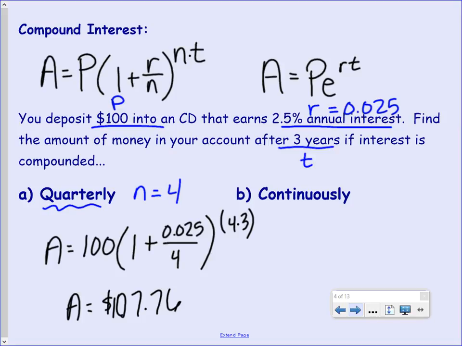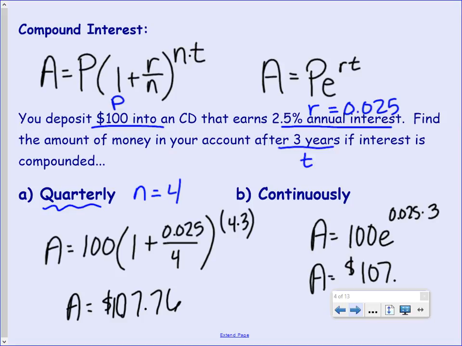And then for compounding continuously, we'd use that formula with the PERT. I don't need a value for n, so I'm just plugging in 100 times e raised to the 0.025 times 3 for 3 years. And you come up with $107.79. Let us know if you don't know where your E button is.